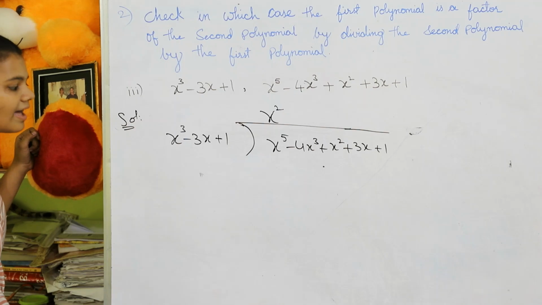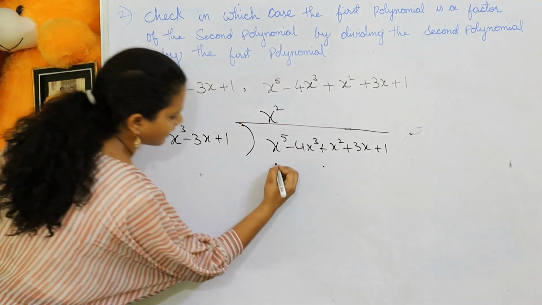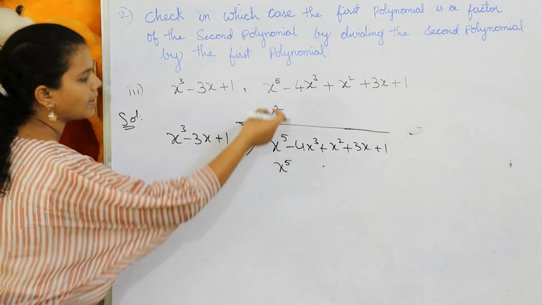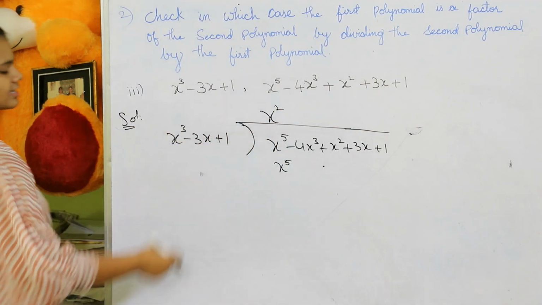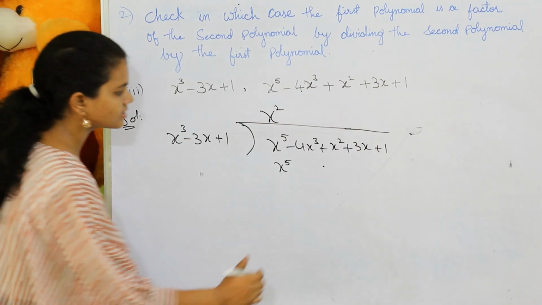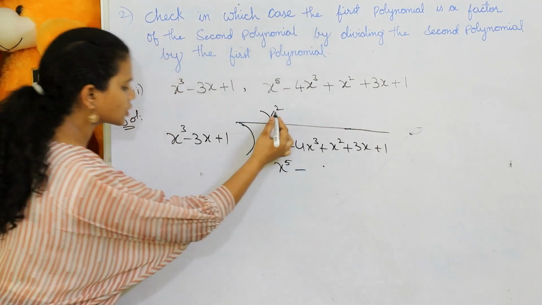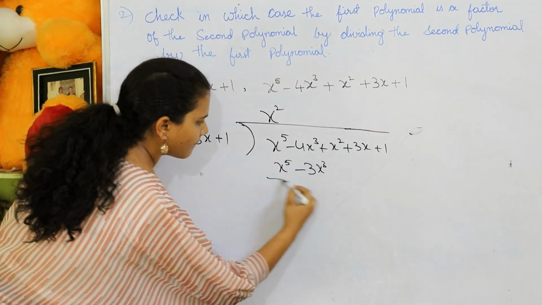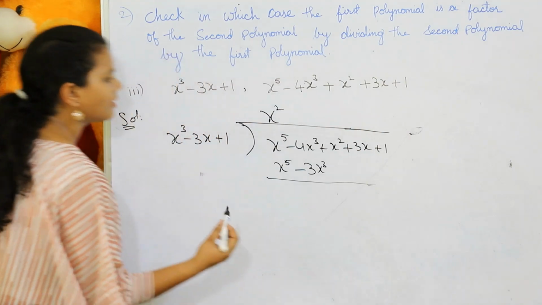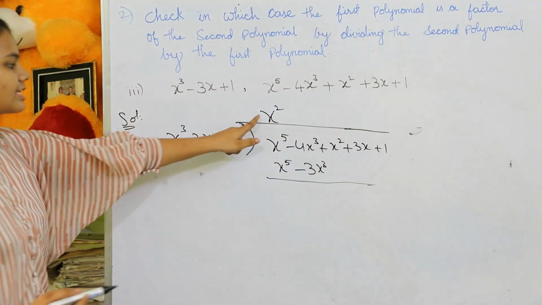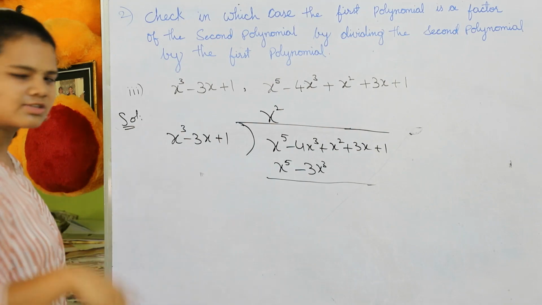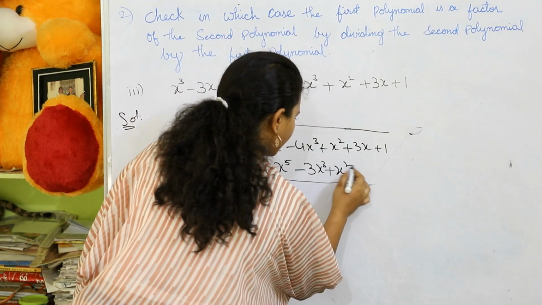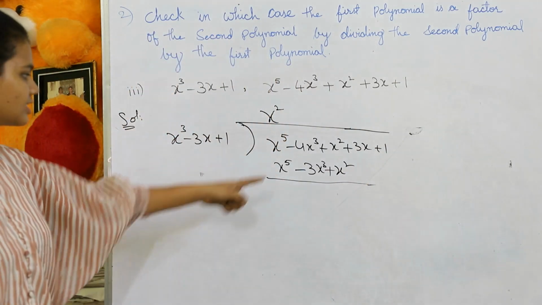X square into x cube. This becomes x power 5, so I am going to write x power 5. Here I have multiplied x square into x cube, x power 5. x square into minus 3x, minus 3x cube. Clear? Now x square into plus 1, like x square into 1, this gives x square, so plus x square. Are you getting it? Plus x square as it is.